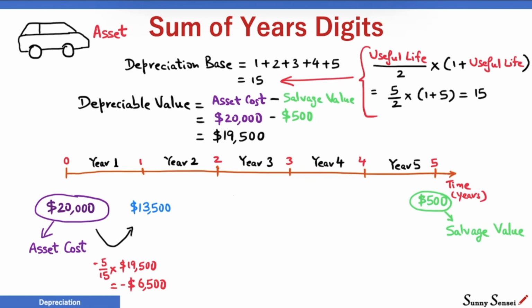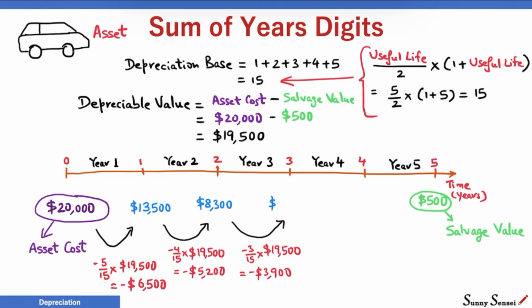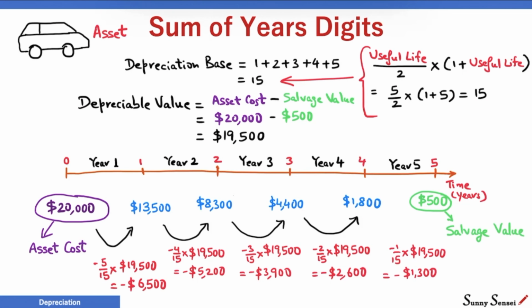In second year, the depreciation is 4 by 15 of depreciable value or $19,500. That is $5,200. Asset value after 2 years is $8,300. We continue till we reach the 5th year. We consume the remaining depreciable value here. That is 1 by 15 of total depreciable value. The asset value after 5 years, the useful life, is $500, the salvage value.